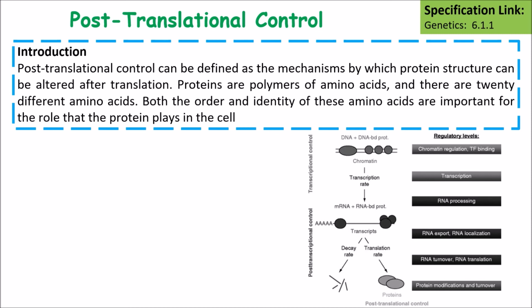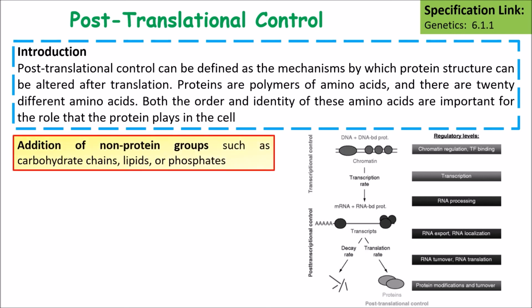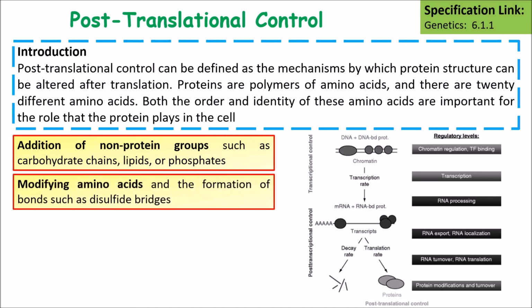Post-translational control can be defined as mechanisms by which the protein structure can be altered after translation. Proteins are polymers of amino acids, and there are 20 different amino acids. Both the order and identity of these amino acids are important for the role that the protein plays within the cell. The addition of a non-protein group, such as a carbohydrate chain, lipid, or phosphate, can affect this action.